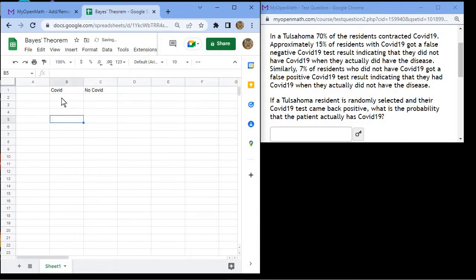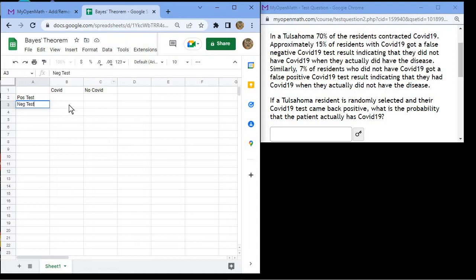So these are the people in this column, this variable, or these are the count for people who had COVID. This column counts people who did not have COVID. It says approximately 15% of the residents with COVID-19 got a false negative COVID-19 test result indicating that they did not have COVID-19 when they actually did have the disease. So we have also not only the reality of people having COVID or not having COVID, we also have positive tests and negative tests. So this is test positive for COVID. I'll just put positive tests. And this is test negative for COVID, so I'll put negative test.